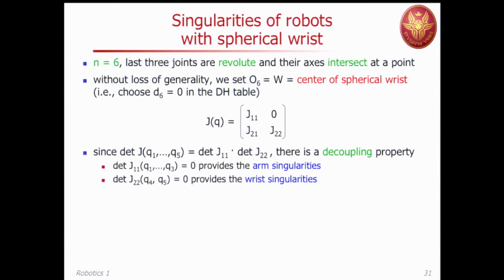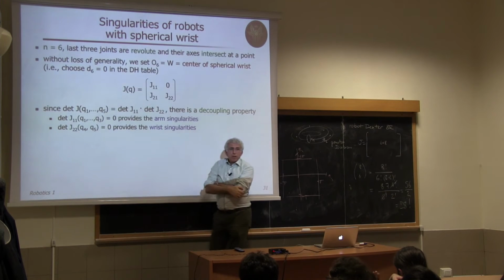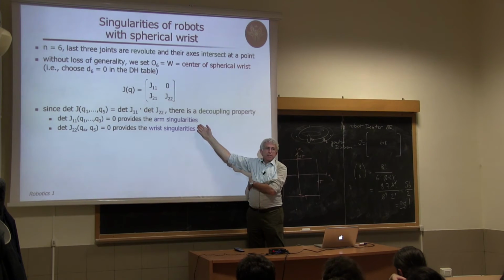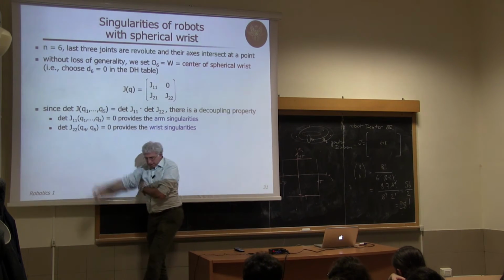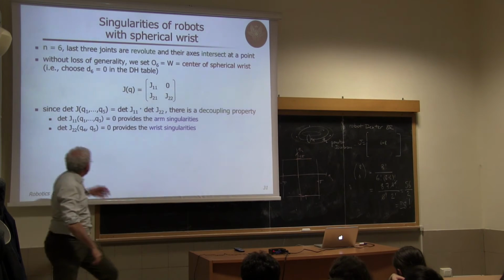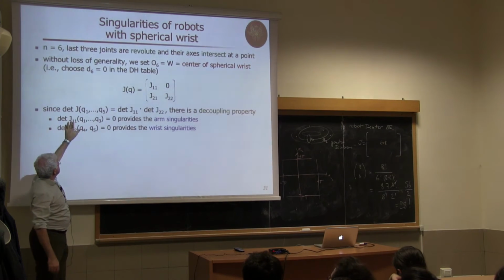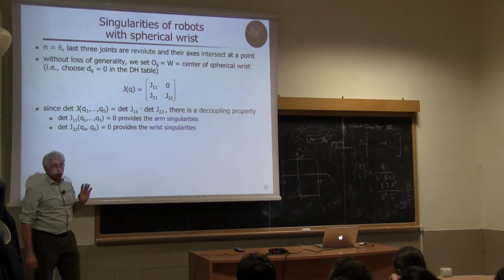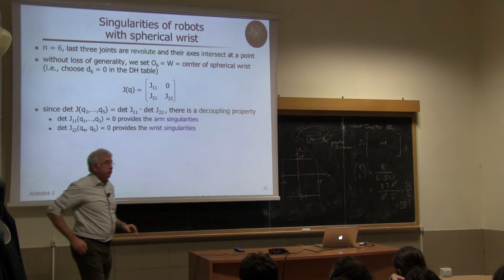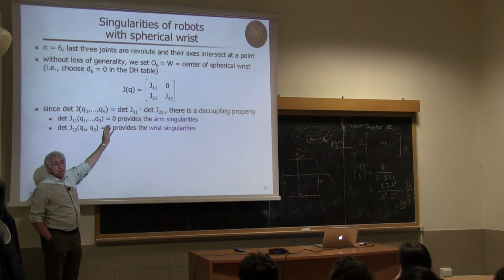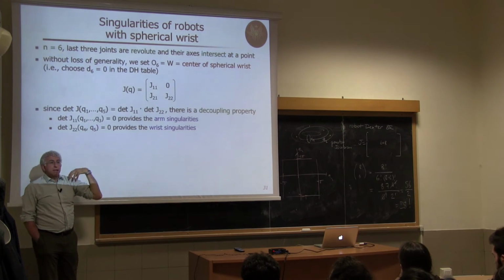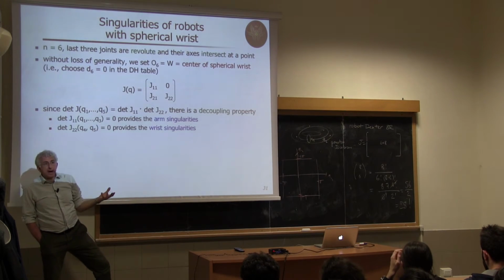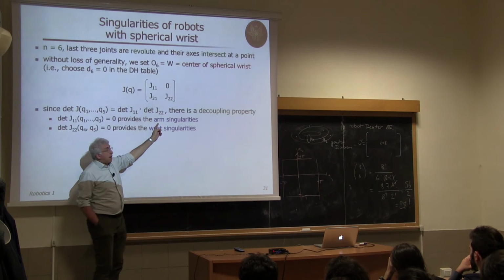This is also called the decoupling property. When you are in a configuration such that the determinant of this block is 0, you call these arm singularities. In fact, they depend only on q2 and q3. Here, this is the determinant of J11 as a function of q1, q2, q3, but then the determinant will be only a function of q2, q3. We have just mentioned this. But in any case, these are related only to configuration variables that belong to the first 3 joints, so to the main arm, not to the wrist. And these are called arm singularities of this robot.